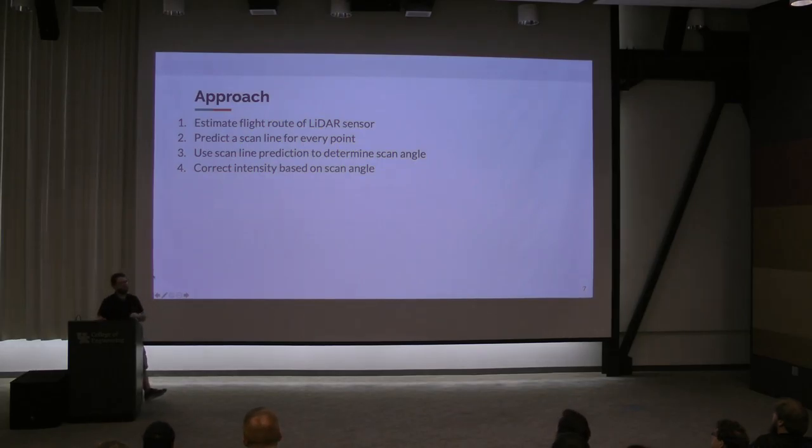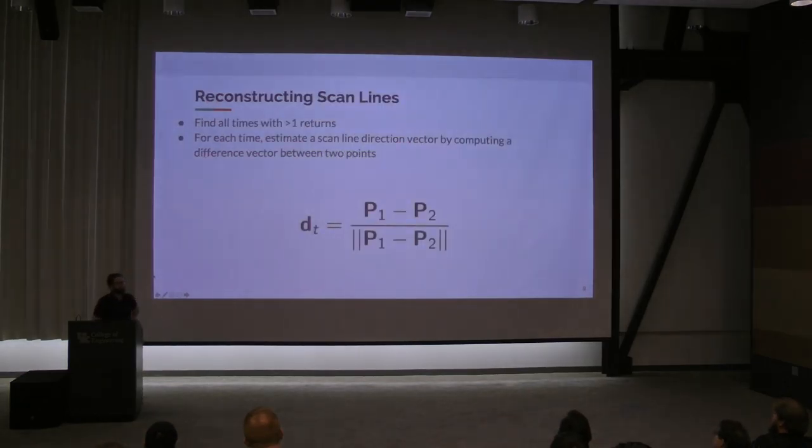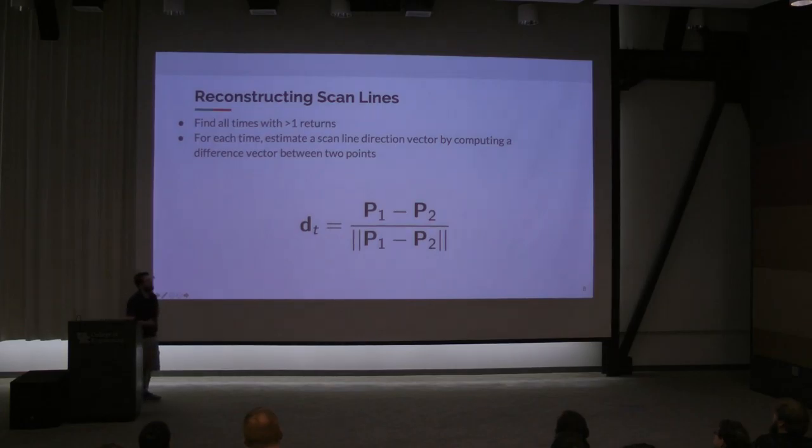And then using that prediction to estimate a scan angle, and then finally correct the intensity based on that and learn some sort of function based on scan angle. So the first step is to reconstruct scan lines. You find all the points with multiple returns, and then you compute some sort of normalized vector that points towards the flight route.